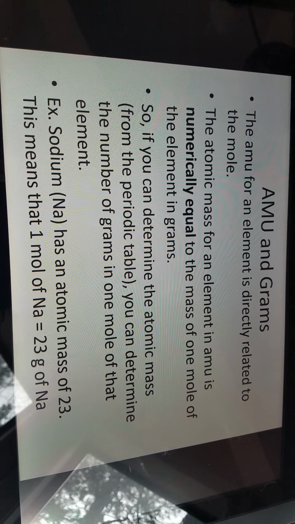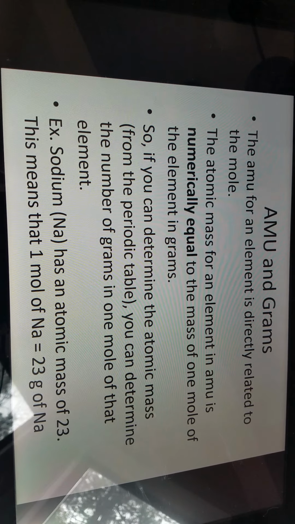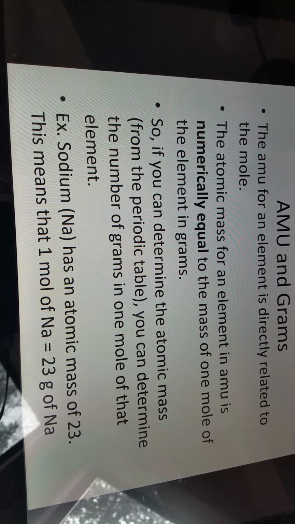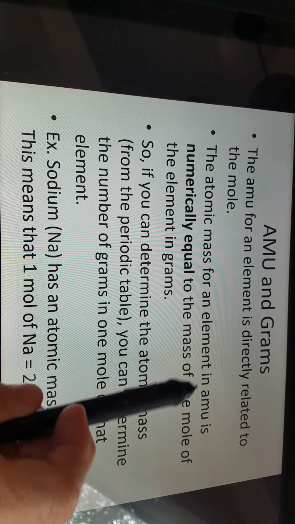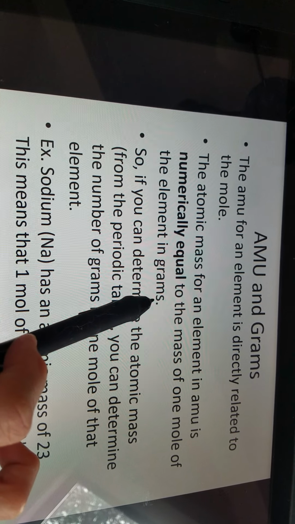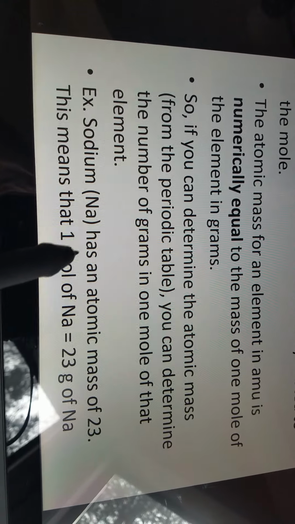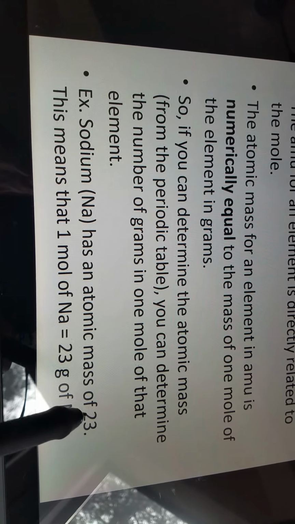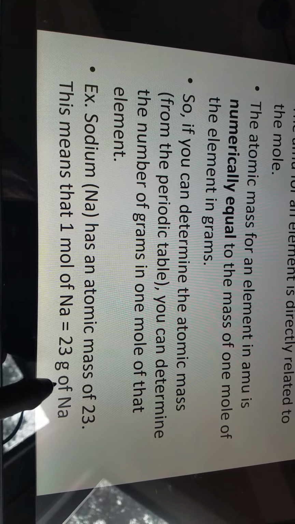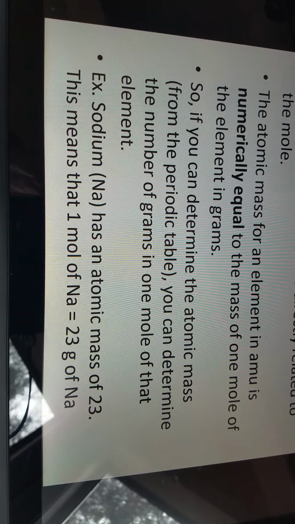One of the main ones you want to look at is the mole related to grams. The AMU for an element is directly related to that mole. If you take the atomic mass unit and express it in grams, that's basically the number of grams that would be in 1 mole. So for example, if you took sodium, which has an atomic mass of 23, that would tell us that 1 mole of sodium would equal 23 grams of sodium. This will be another conversion factor that you'll be needing to use.